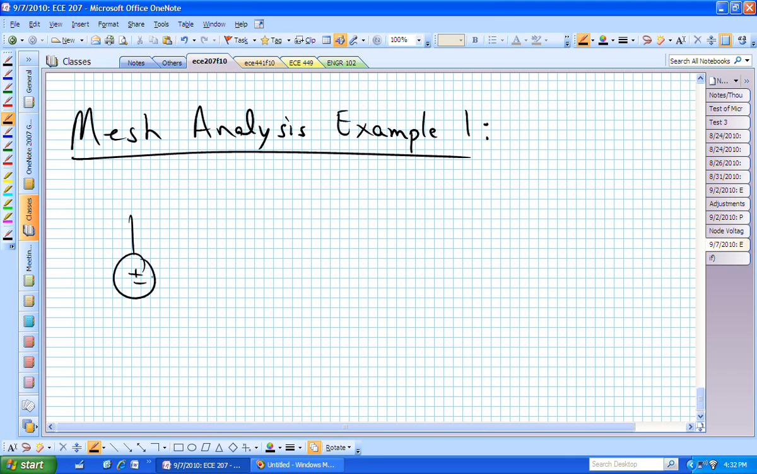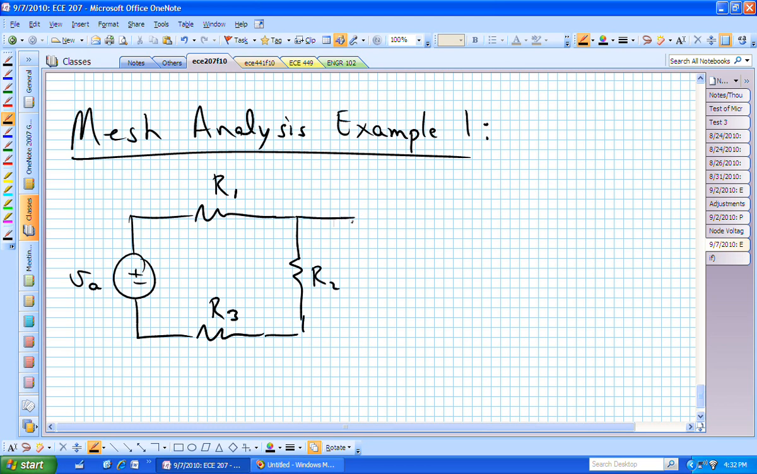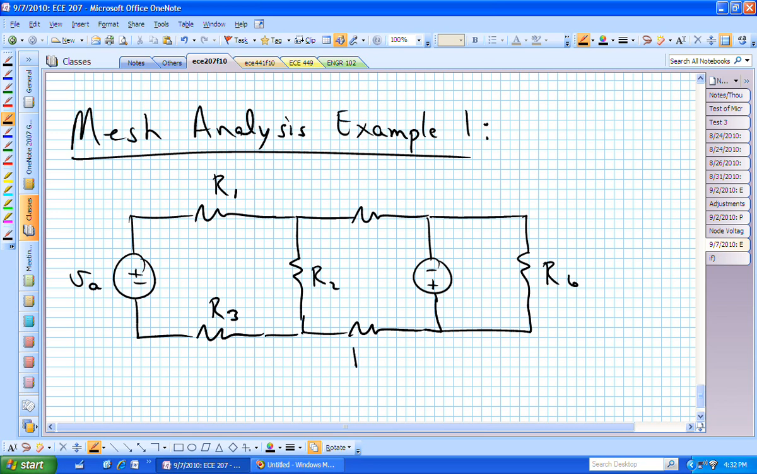Here's a circuit. V sub A, I'll do that first before I forget it. Then a resistor R sub 1, a resistor R sub 3, a resistor R sub 2, R sub 6, R sub 5, R sub 4, and here's V sub B.